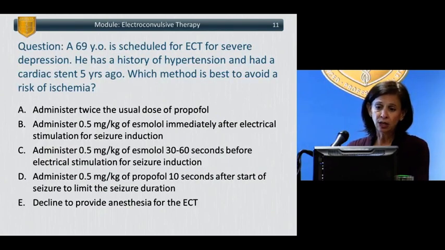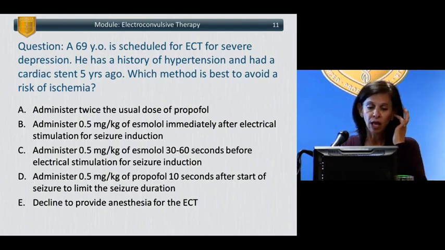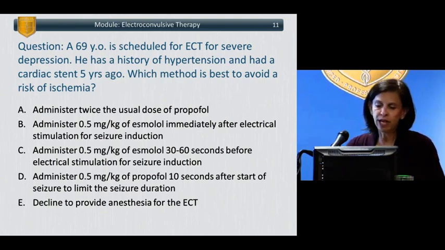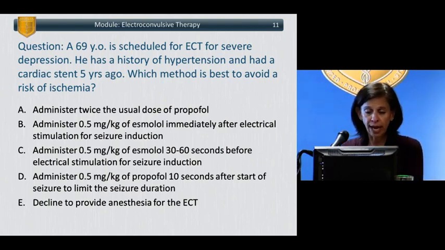Another question: a 69-year-old is scheduled for ECT for severe depression. He has a history of hypertension and had a cardiac stent 5 years ago. Which method is best to avoid a risk of ischemia? A, administer twice the usual dose of propofol. B, administer 0.5 milligram per kilogram of esmolol immediately after the electrical stimulation for seizure induction. C, administer 0.5 milligram per kilogram of esmolol 30 to 60 seconds before the electrical stimulation for seizure induction. D, administer 0.5 milligram per kilogram of propofol 10 seconds after the start of the seizure to limit the seizure duration. E, decline to provide anesthesia for the ECT.